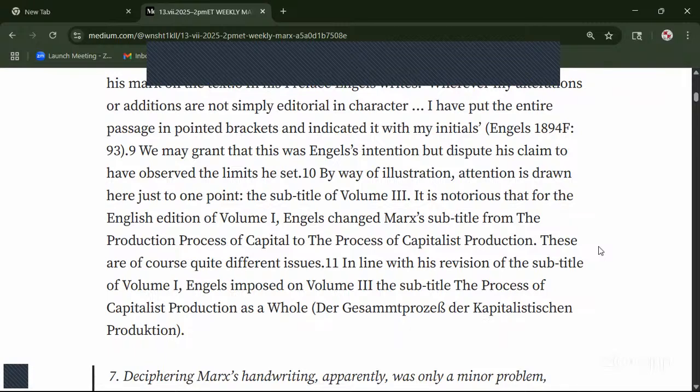These are, of course, quite different issues. That is, the production process of capital is not the same as the process of capitalist production. In line with his revision of the subtitle of Volume 1, Engels imposed on Volume 3 the subtitle, The Process of Capitalist Production as a Whole.